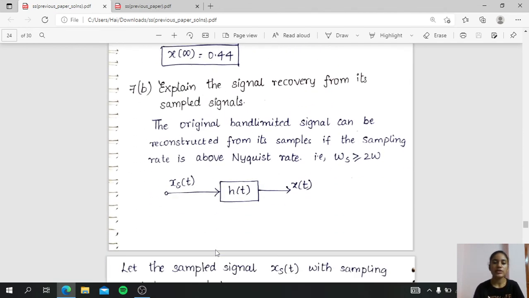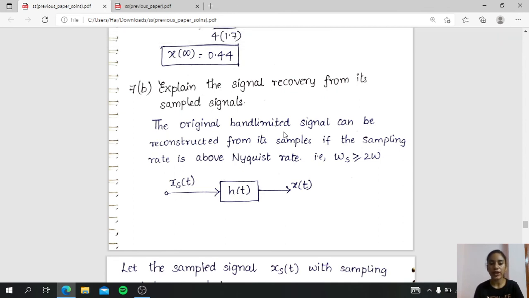The next question is: explain the signal recovery from its sample signals. You have a condition here: to obtain the original signal from its sample signals, the sampling rate should be above the Nyquist rate. That is, omega s should be greater than or equal to 2 omega, to avoid the aliasing effect. So you give the sample signal to your low pass filter h of t, and you obtain your original signal x of t.